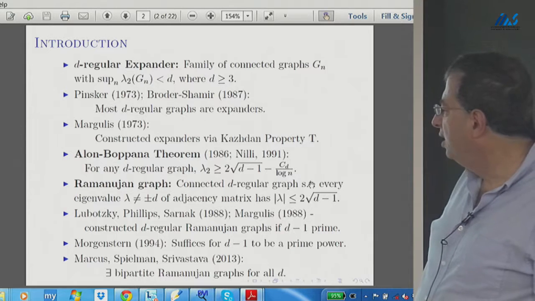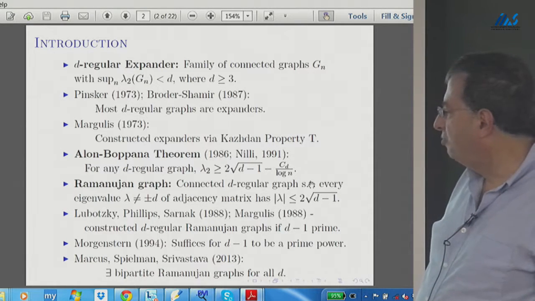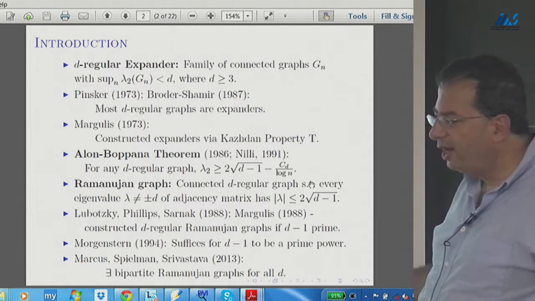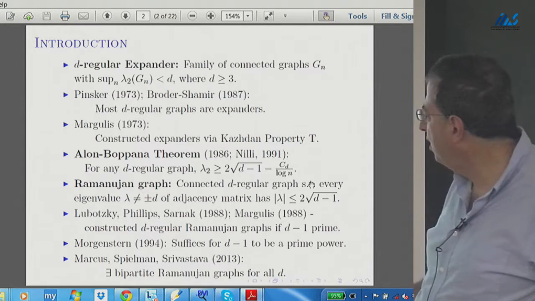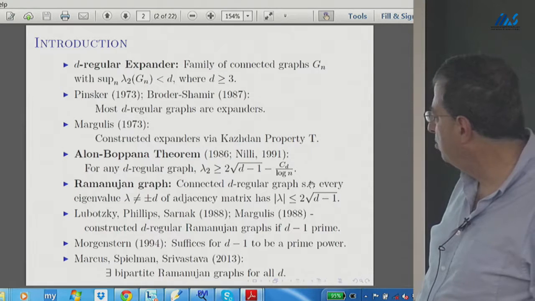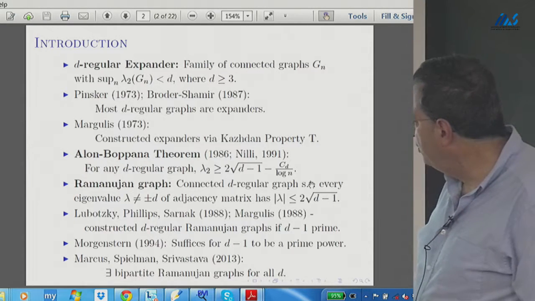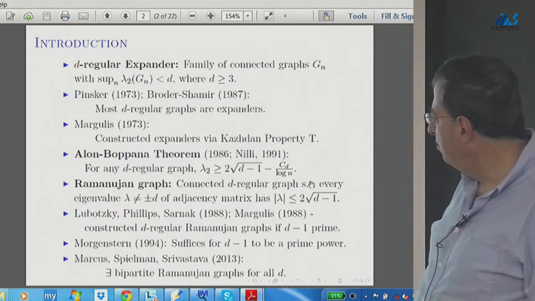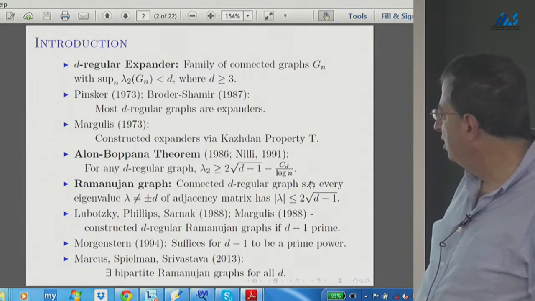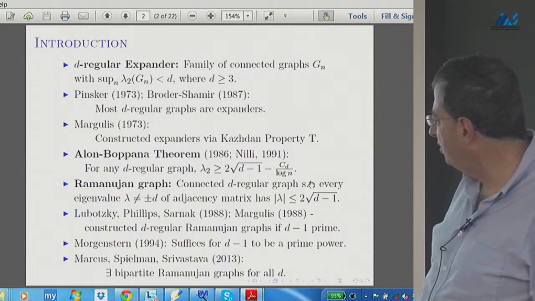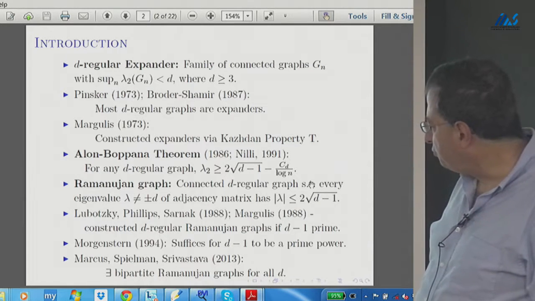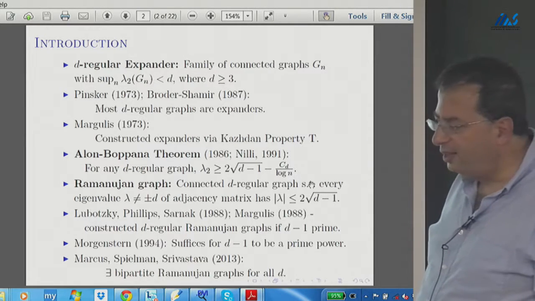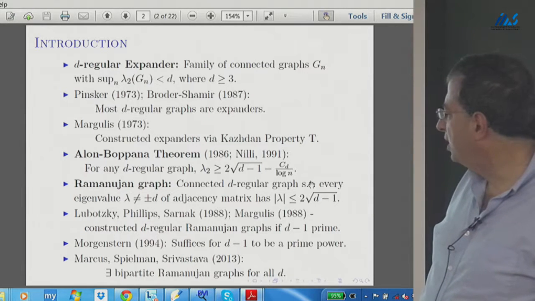It is Ramanujan if every eigenvalue, except for plus minus d, so we're allowing d and minus d, but all other eigenvalues have to be concentrated in a much smaller interval, namely their absolute value has to be bounded by 2 root d minus 1. As I mentioned, Lubotzky, Phillips, Sarnak made this definition and gave a construction, and a similar construction was given independently by Margulis. And this was only for certain d, when d minus 1 is prime, and this was extended by Morgenstern, if d minus 1 is a prime power.